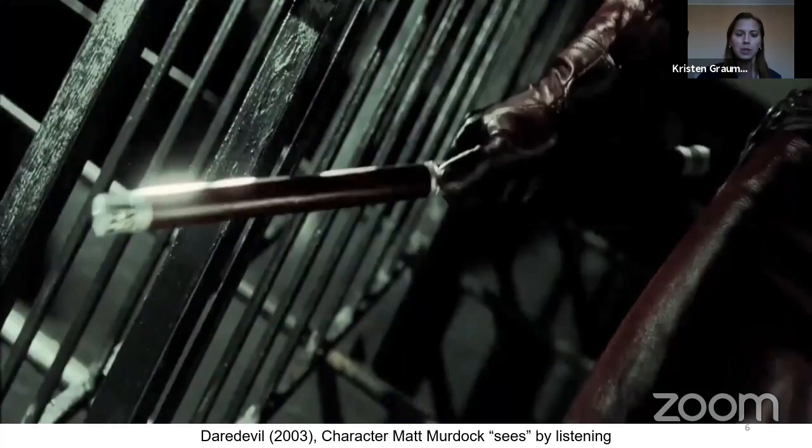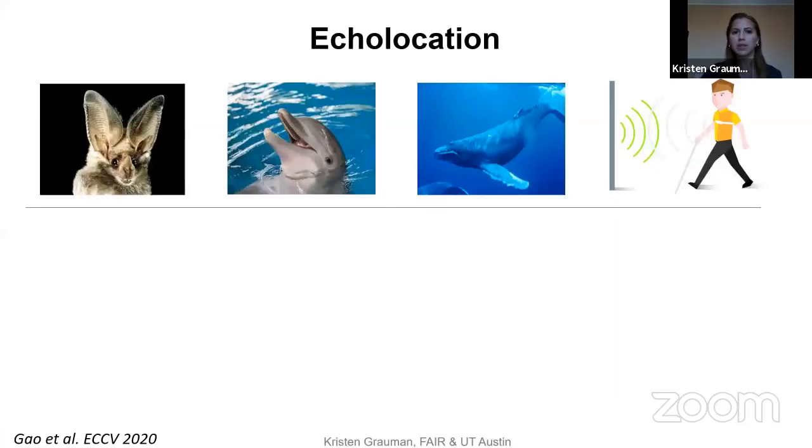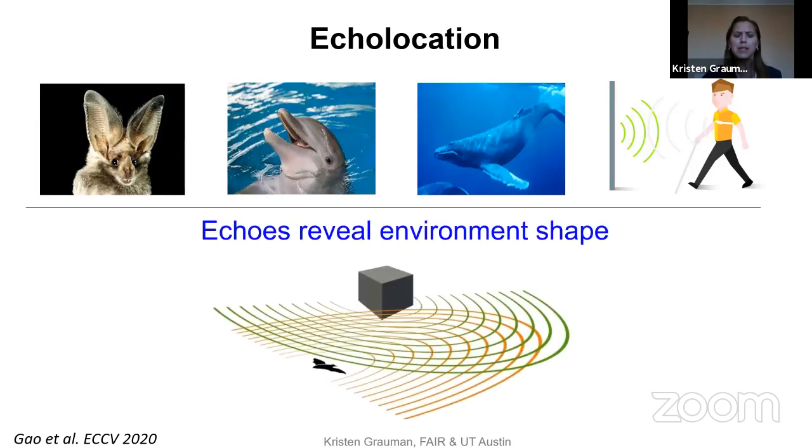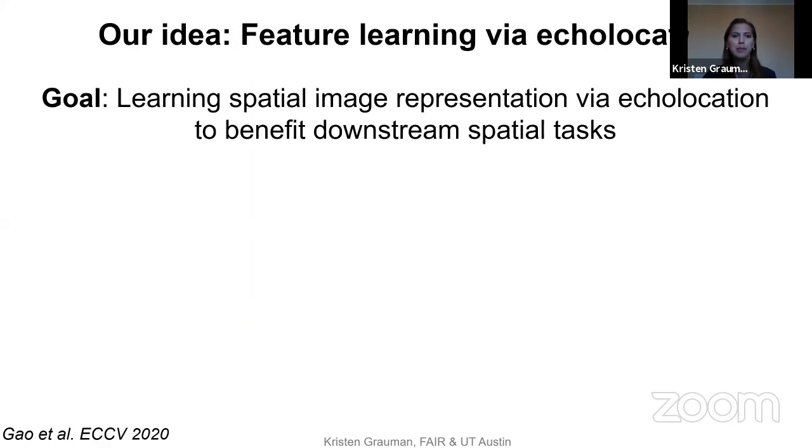Okay, so we could see the space by hearing it, the reaction to the vibrations when he hit his stick on the gate there. And we know that animals and even people can do this through echolocation: emitting sounds and then receiving these reflections. So echoes reveal environment shape, and this is exactly what we want to be able to capitalize on.